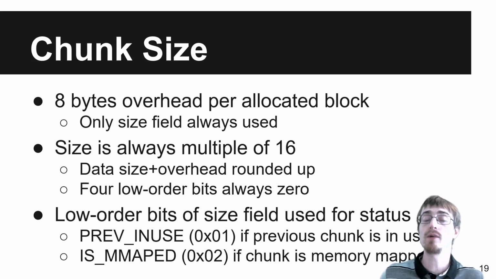So when we call malloc, the data size and overhead are computed together and then rounded up to a multiple of 16. This means that the 4 lowest order bits are always 0, because this is the case for multiples of 16. So instead, the implementation uses the lower order bits to indicate some of the status of the block. In particular, the prev_in_use field indicates that the previous chunk is in use. So if this bit is not set, it means that the previous chunk is free. And also, for very large allocations, malloc might decide to get them directly from the operating system, in which case it sets the other flag, is_mmapped.